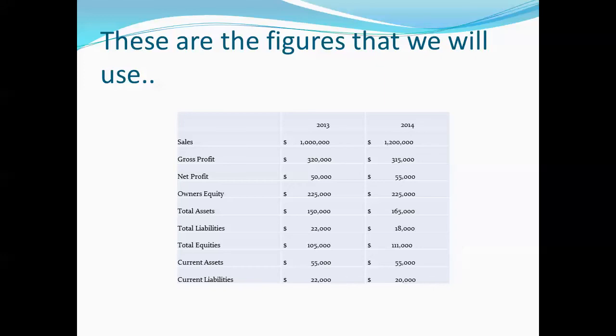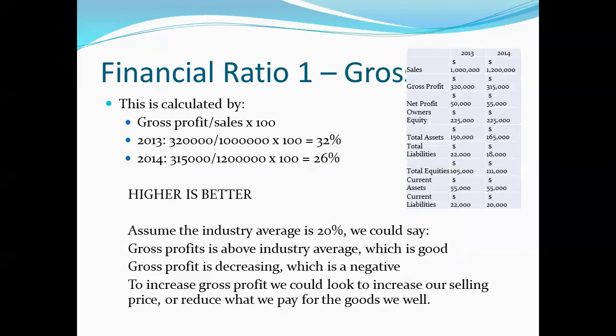We're going to use these figures, and I've put them in each slide. And this is what you would see in an exam. So this is a company, you've got sales, you've got their gross profit, their net profit, their owner's equity, assets, liabilities, equities, current assets and current liabilities. We're going to look at some of the things we can do with all of these over time. Now, if you want to keep a track of them, they are in each slide, so you don't have to remember them or write them down.